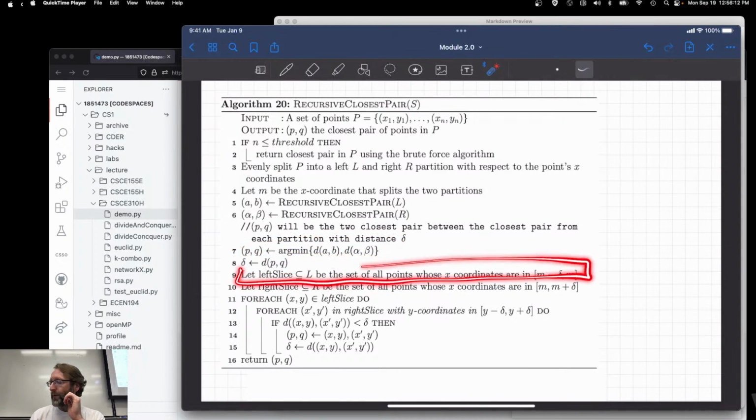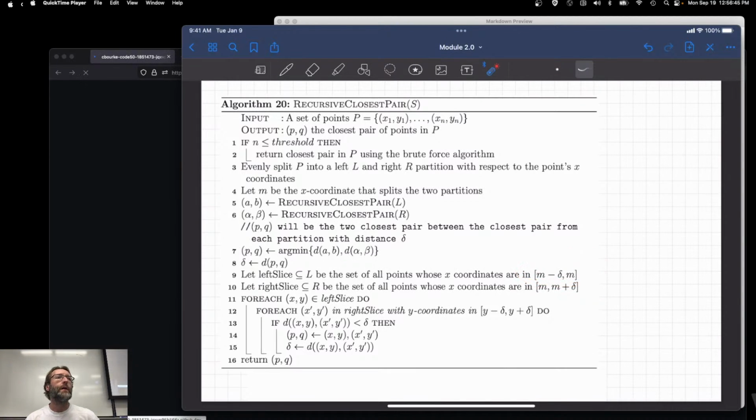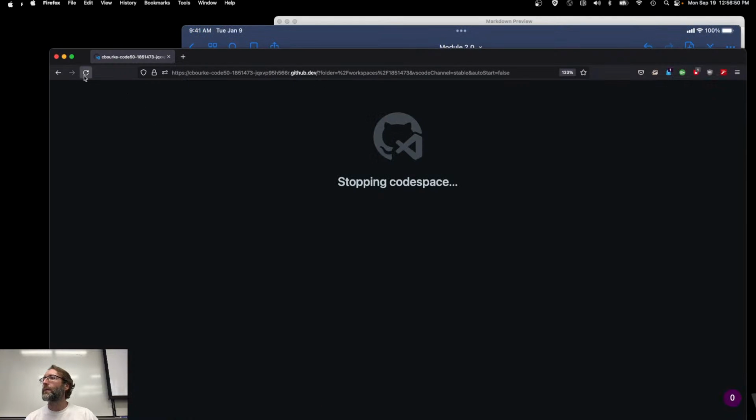Maybe this part. Let the left slice be the set of all points whose x coordinates are within that range. So be careful here. Can I simply go through all the points and say, are you in there? Are you in there? That would end up being order n, and we're back at square one, n squared. I can't do that. But if all the points are sorted with respect to their x coordinates, can I find this cutoff here? And if so, how?